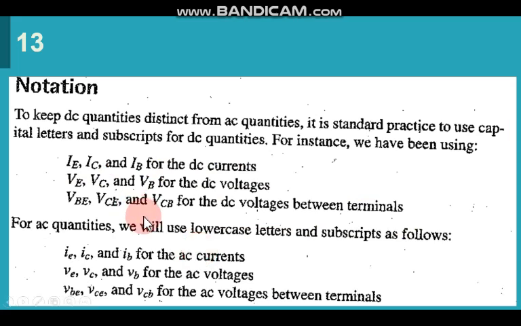Then we have some notation used for AC and DC values. For DC we are using the capital letters, and for AC we are using the lowercase letters that you can see here.